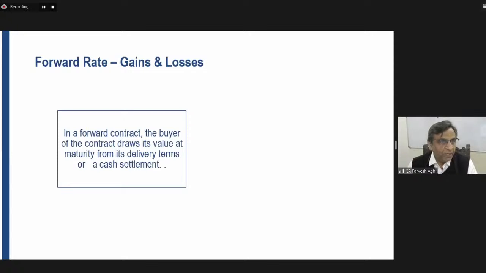Now in a forward contract, the buyer of the contract draws its value at maturity from its delivery terms or cash settlement. In case of forward, normally it is always settled through delivery, but in futures it's always cash settlement. The value is drawn at the delivery. That means if the dollar has appreciated and you are an exporter, your value has gone up, or it's vice versa. The value can go down or go up depending on the time of maturity of the contract.